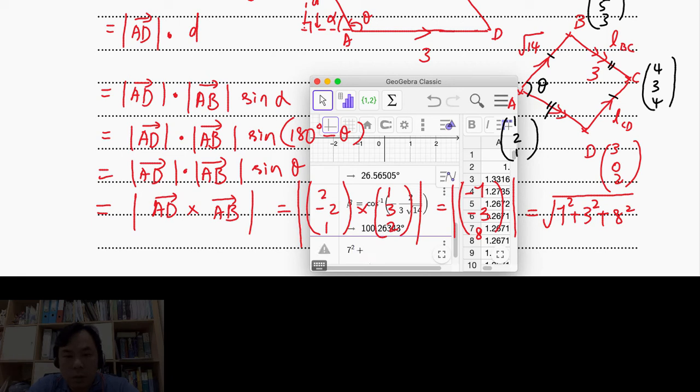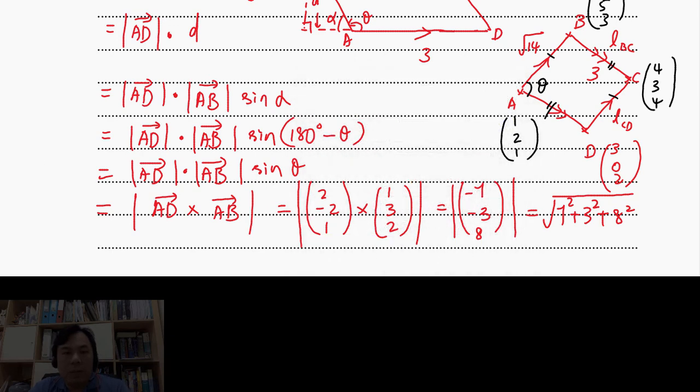Plus with 9 plus 64 is easier. 2, 2. So 11.05. So that is approximately 11.05 unit square there. All right. So I hope that's clear.